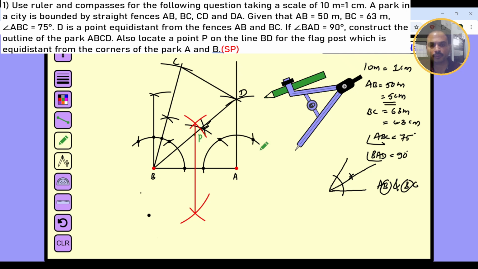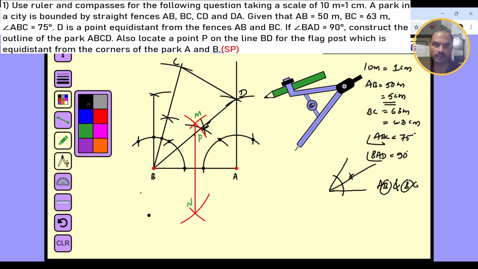This is the point what I require, P. Clear, children? So it says P lies on the line BD for the flag post which is equidistant from the corners of the park, A and B. A and B, it should be equidistant. So I can just name them as M and N, and don't forget to write over here.